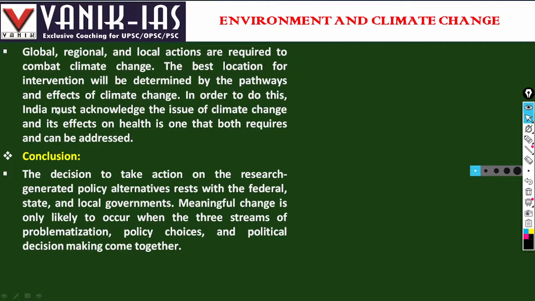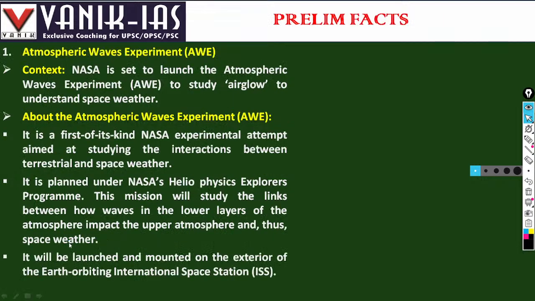In order to do this, India must acknowledge that the issue of climate change and its effect on health is one that both requires and can be addressed. So, in conclusion, the decision to take action on the research-generated policy alternatives rests with the federal, state, and local governments. Meaningful change is only likely to occur when the three streams of problematization, policy choices, and political decision making come together. So this needs to be strengthened further, more and more, to get the best result out of it.